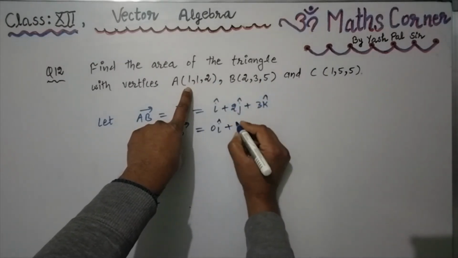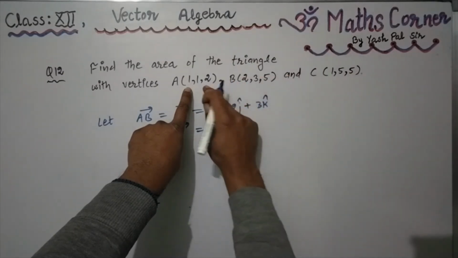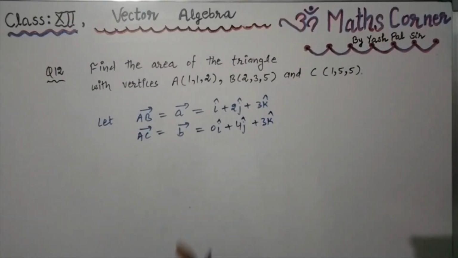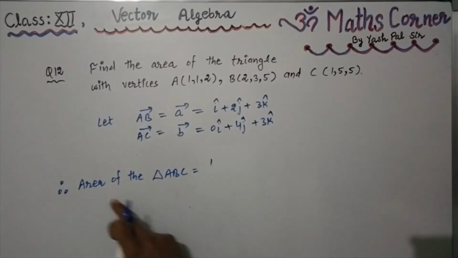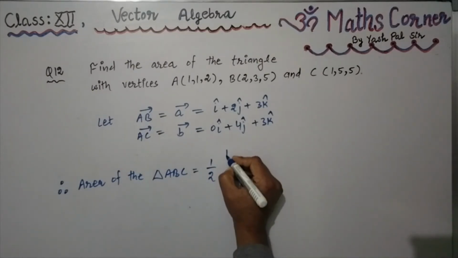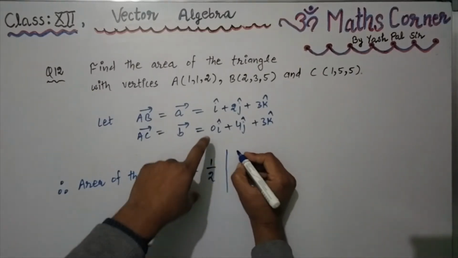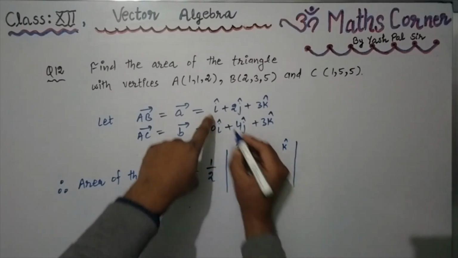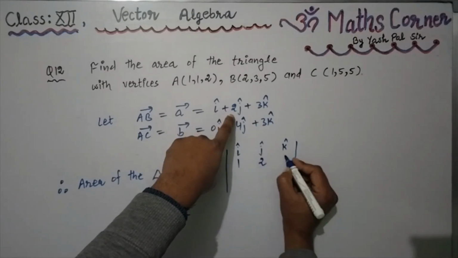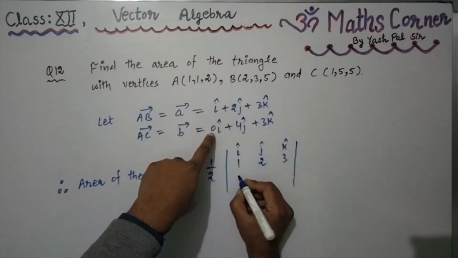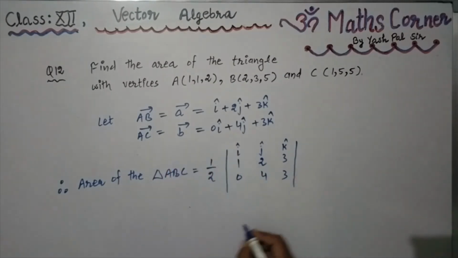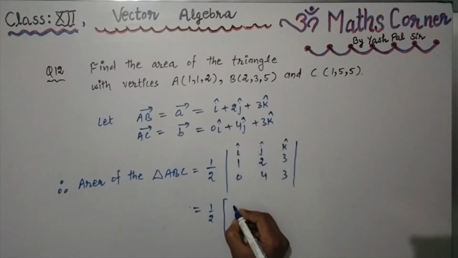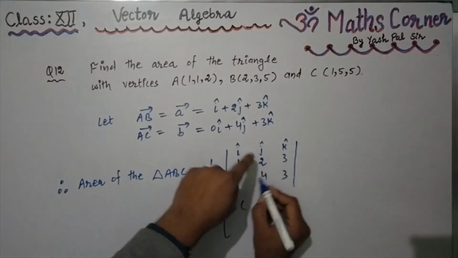Similarly, let AC be equal to vector B. AC means 1 minus 1 is 0i, 5 minus 1 is 4j, 5 minus 2 is 3k. Right? So the area of the triangle ABC is half the magnitude of the determinant of i, j, k. Coefficient of i is 1, 2, 3. Here the coefficients of this vector are 0, 4, 3.